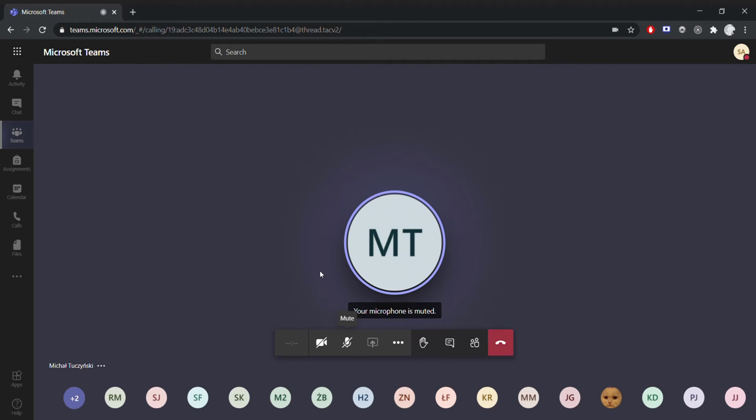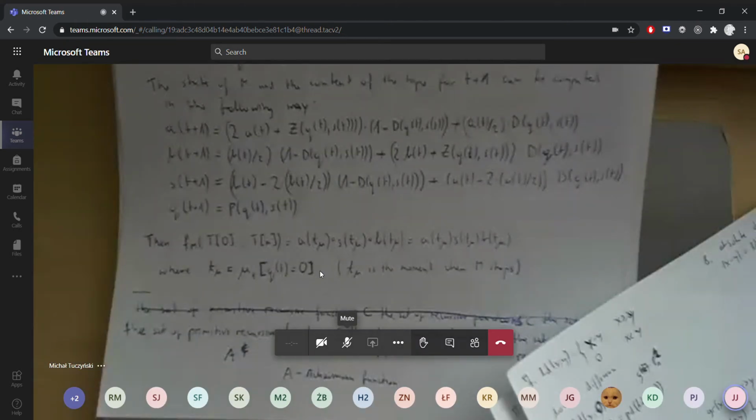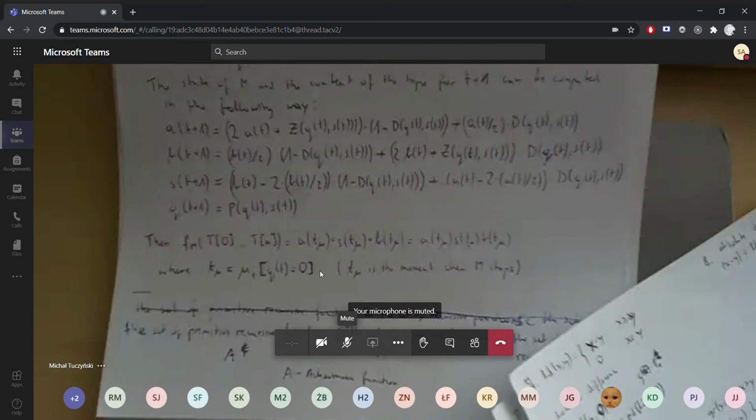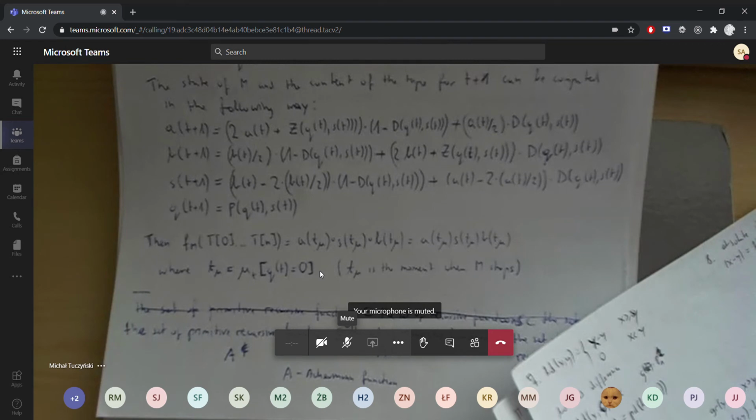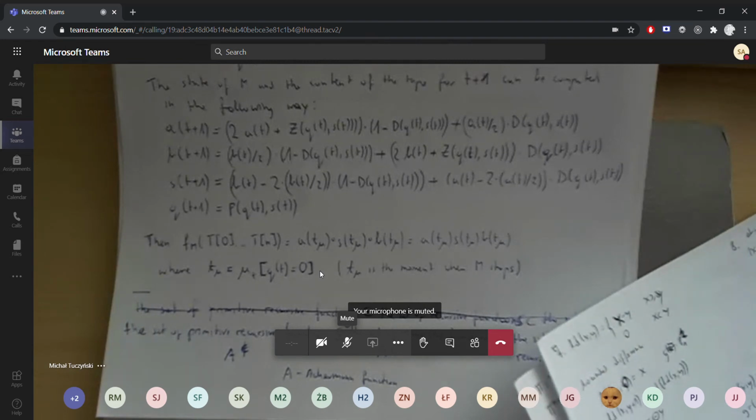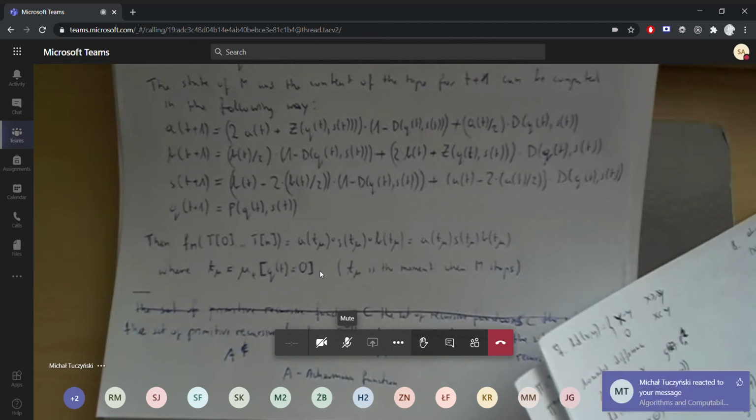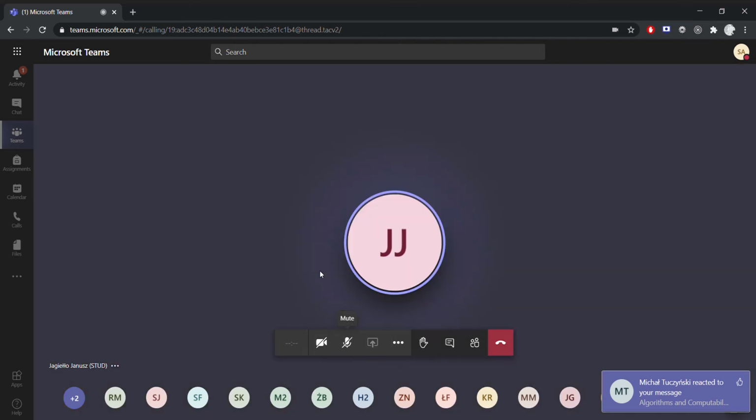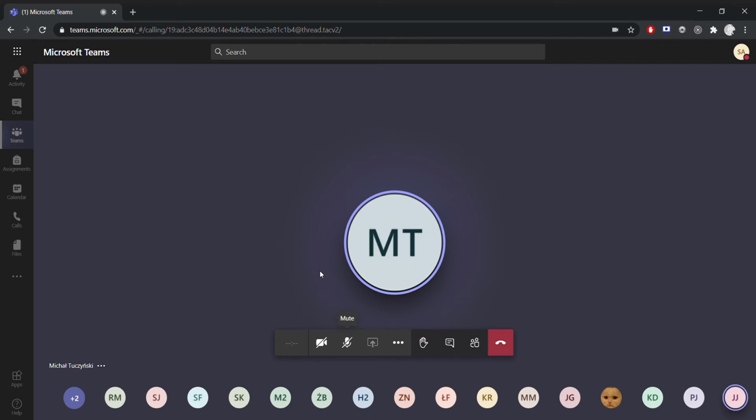Okay, so we have a corrected version of the 8th. I have some problem with Teams. Okay, correct. So a down and a plus for the 8th point is okay. Okay, thank you. Correct. And now 9.